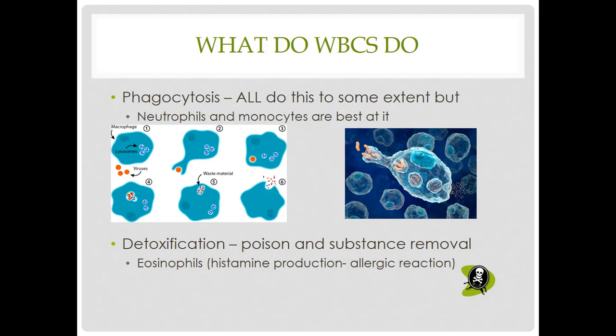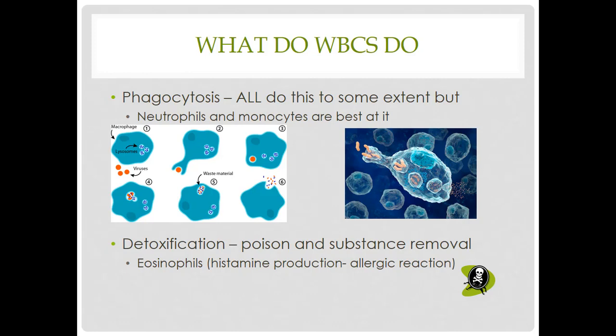So what do white blood cells do? They perform phagocytosis, which all of them do to some extent, but neutrophils and monocytes are the best at it. They consume the bacteria. Here you see a cartoon picture, and then an actual microscope picture of phagocytosis happening, where the cell is sucking in the bacteria almost like a vacuum cleaner, breaking it down to its basic molecular structures, and then at the very end of that microscope picture you can see it's almost like blowing it out the other end. So it detoxifies.